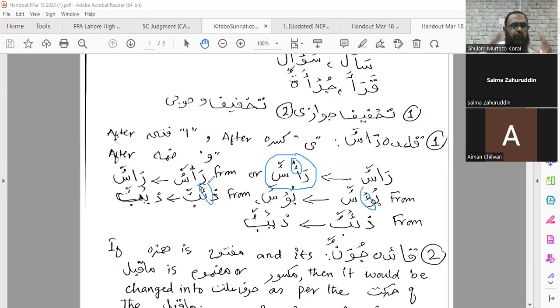So you can see in these kalimat hamza is sakin, and ma qabl of hamza is mutaharrik in ra'sun, in bu'sun, in dhi'bun. In ra'sun, ma qabl is ra and this is maftuh. And in bu'sun, ma qabl of hamza is ba and it is mazmum. And in dhi'bun, ma qabl of hamza is dhal and that has what? Kasra, dhi'bun. Do you understand up to now?